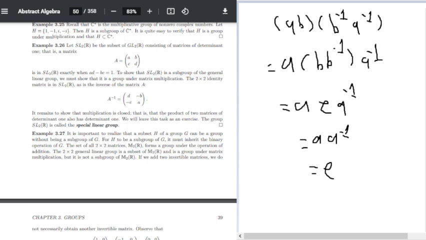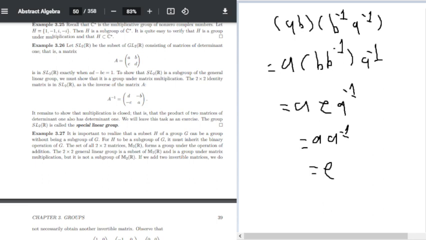That is, a matrix A, which is equal to (A, B, C, D), is in SL2 of R exactly when AD minus BC is equal to 1. To show that SL2 of R is a subgroup of the general linear group, we must show that it is a group under matrix multiplication. The 2x2 identity matrix is in SL2 of R, as is the inverse of a matrix A, which in general form is A to the negative 1 equals (D, negative B, negative C, A).